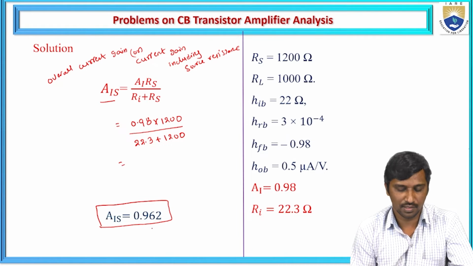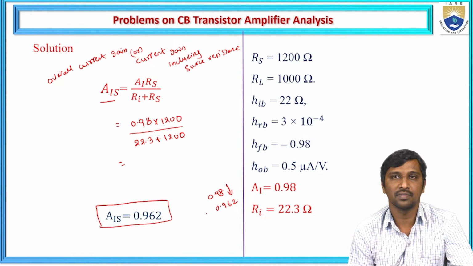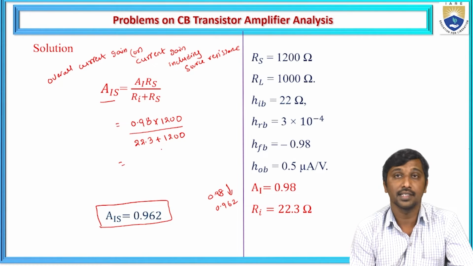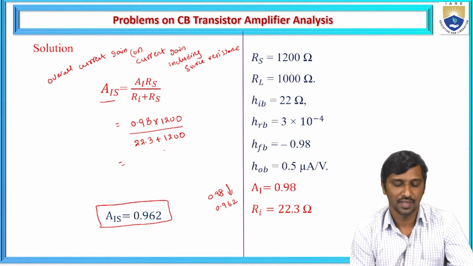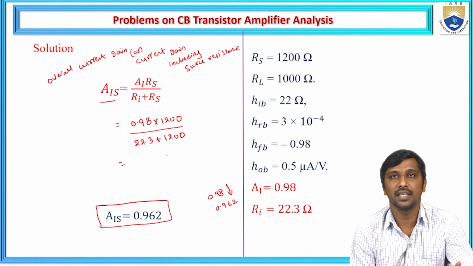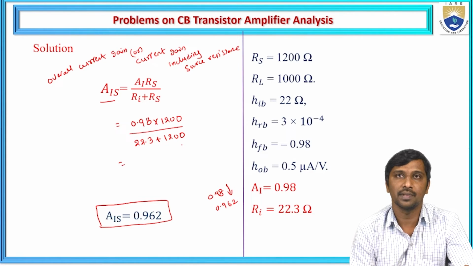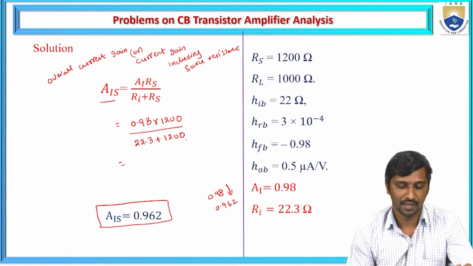So without the source resistance, the current gain is approximately equal to 0.98. And while you are considering the source resistance, that 0.98 is reduced to 0.962, but there is no maximum deviation, only a small deviation occurs while inserting the source resistance. But if you observe the overall voltage gain compared with the normal voltage gain, a maximum deviation is observed when considering the source resistance for a common base transistor amplifier.